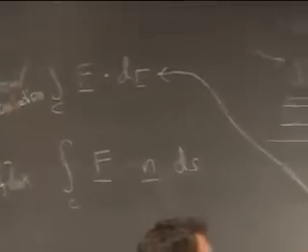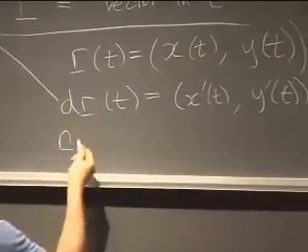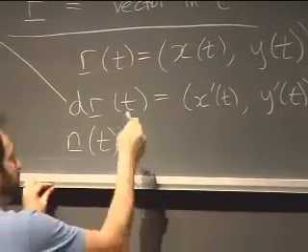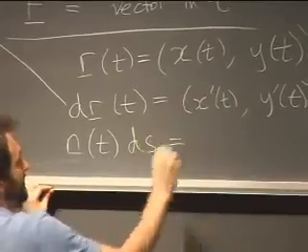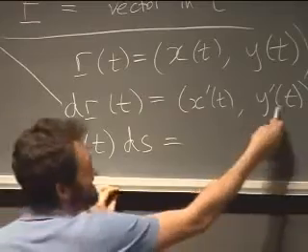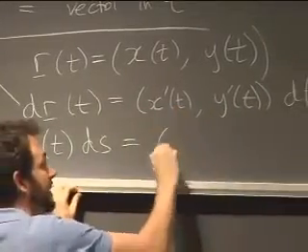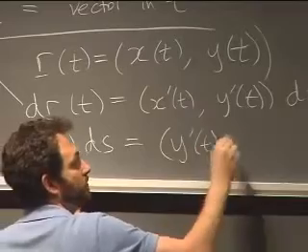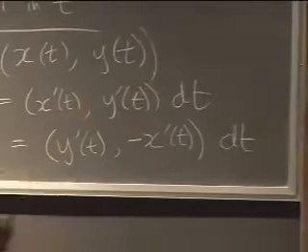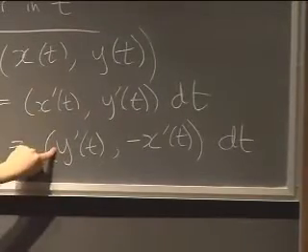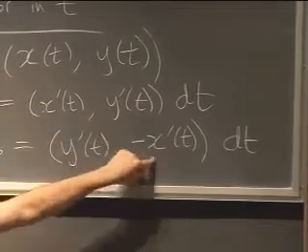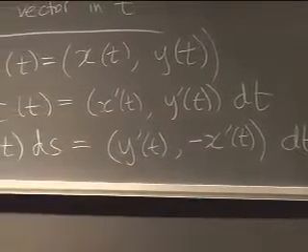But what about n? Well, basically, the best thing I can tell you, and this fixes up all this unit vector stuff that I was talking about. Everything works out. So n of t ds, a nice formula for that, is you essentially just switch these around and put a minus sign. y prime of t, minus x prime of t, dt. So this is normal to this, because if you take the dot product, you get this times this minus the same thing. So it's x prime times y prime minus x prime times y prime. So the dot product is 0.